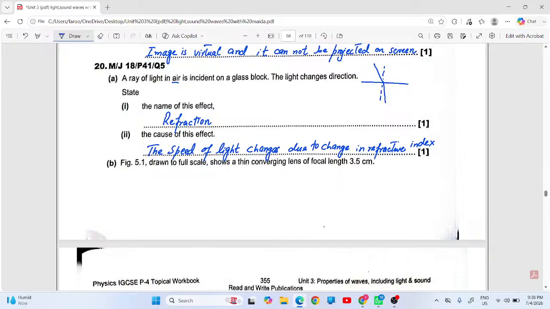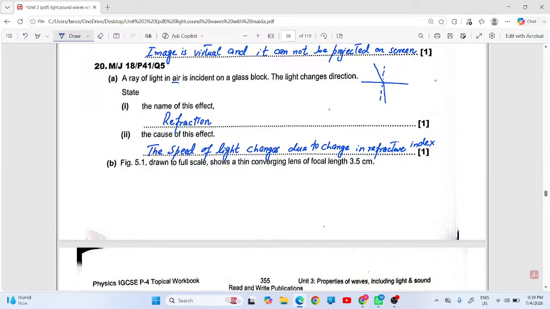हाँ ये भी कह सकते हैं, it moves from air to glass. It is moving from air to glass. So the speed of light changes. And why the speed of light changes? Due to change in the refractive index. क्योंकि देखिए एयर का रिफ्रैक्टिव इंडेक्स 1 है, ग्लास का कुछ अराउंड 1.5 होता है. Due to change in the refractive index, the speed changes.